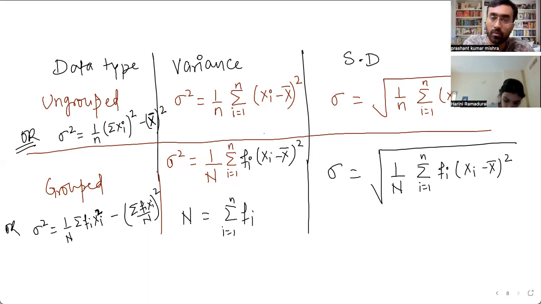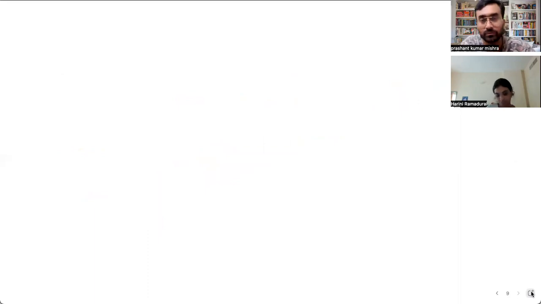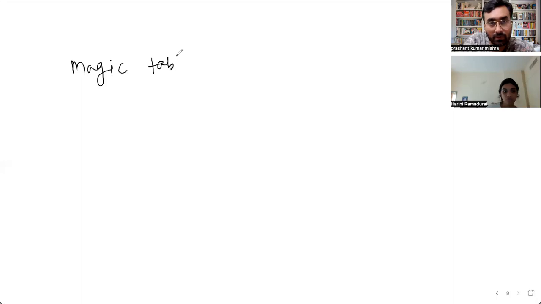Now only two more formulas to do and then done. Noted? Yeah. Now we have a magic table. I will tell you about this in the question, but just make a note of it. Magic table. What is this magic table? The table is like this.